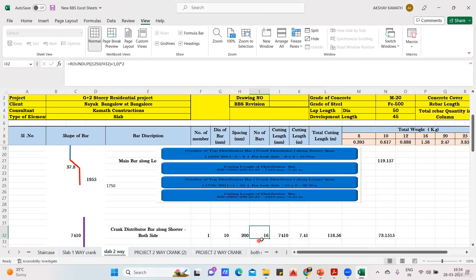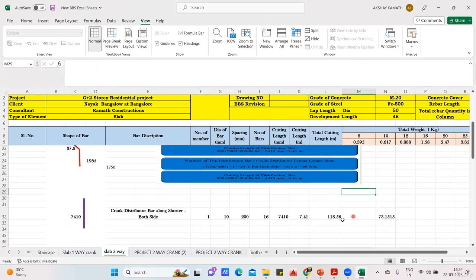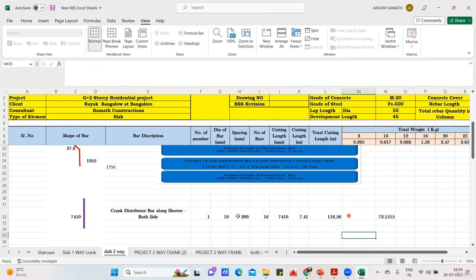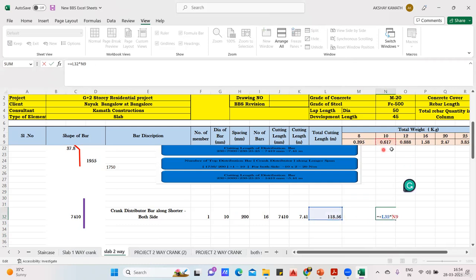You get 16 number of bars. Manually also you have got 16 bars, and in the Excel sheet also we got 16 and 16. Got it? Fine. So cutting length is 7.41. The total cutting length will be 7.41 into 16 into 1. This will be 118.56. And since it's a 10 diameter bar, 118.56 multiplied by 0.617 will be 73.15. Got it? So crank distributor along the shorter span is done.